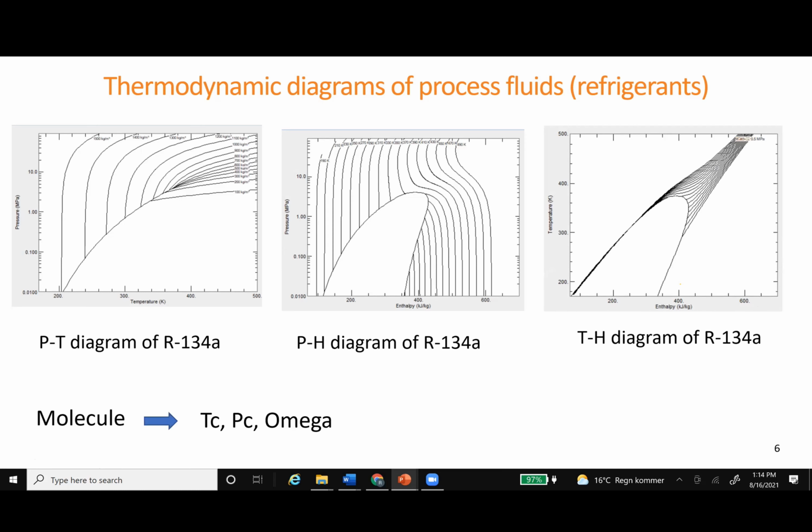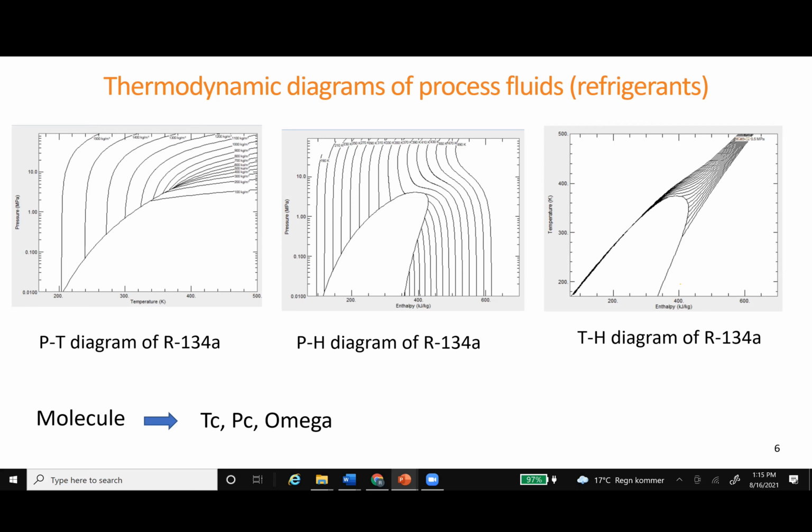So how are the molecules involved with that? Because each of these diagrams is for a molecule like R134A, which is 1,1,1,2-tetrafluoroethane. So if we know the molecule, every molecule is characterized by its critical properties, that is TC, PC, omega. And just from the molecular structure, it is possible to calculate it or, of course, measure it.